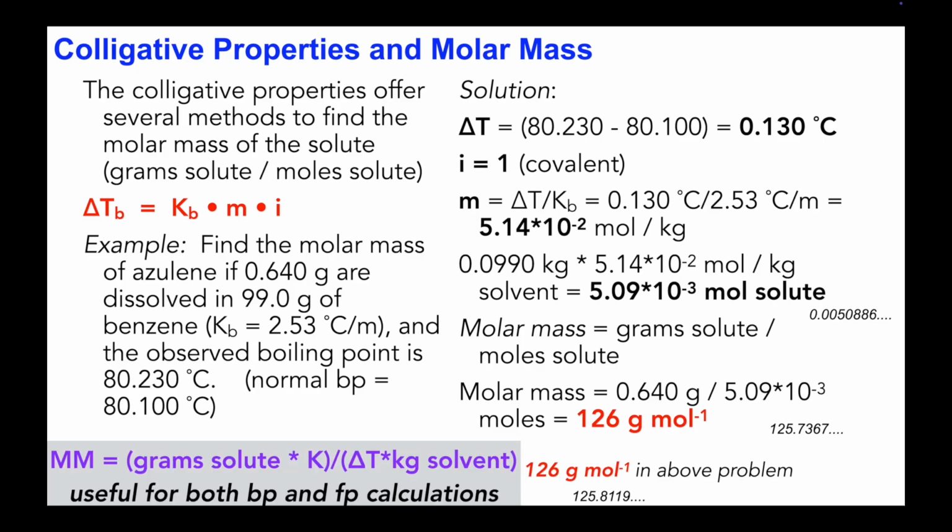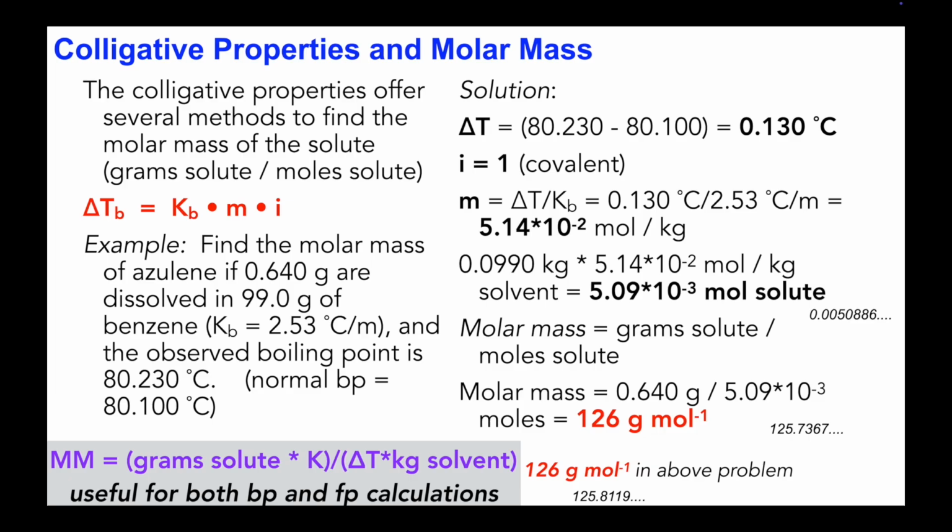We're going to use this expression quite often, and so a quick and dirty calculation, a way to find the molar mass for a problem like this, which by the way can be used in both boiling points and freezing points, is molar mass equals grams of solute times the K factor, whatever it is, divided by the delta T and the kilograms of solvent.